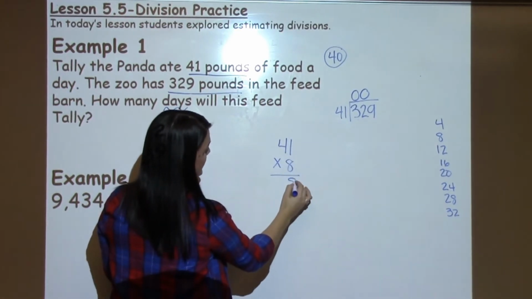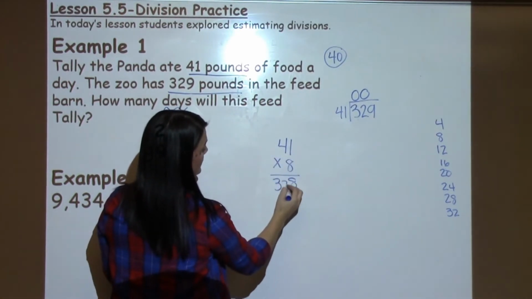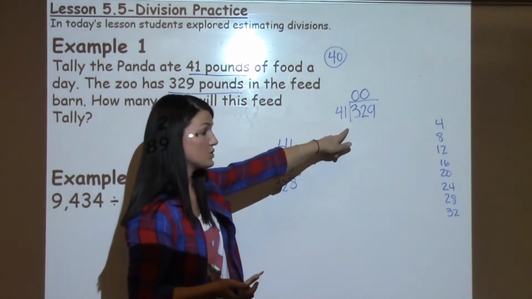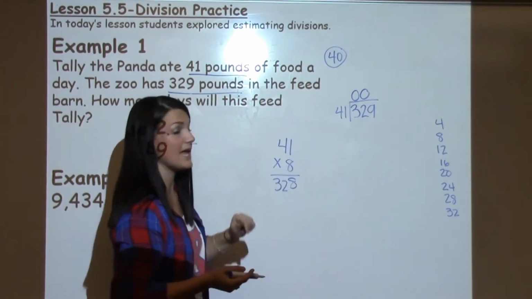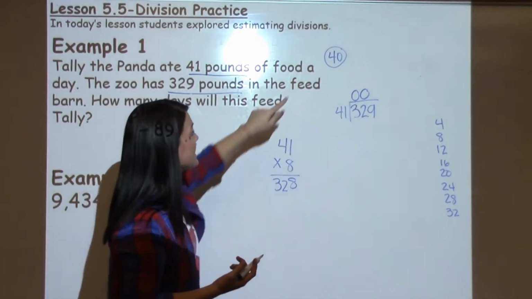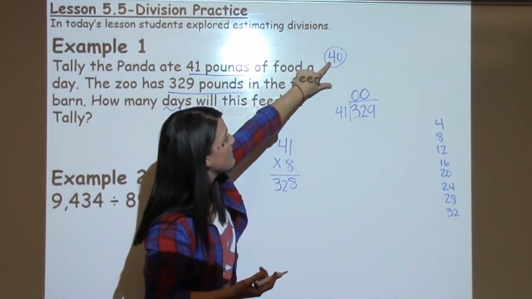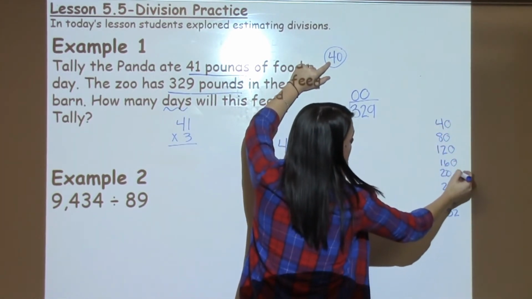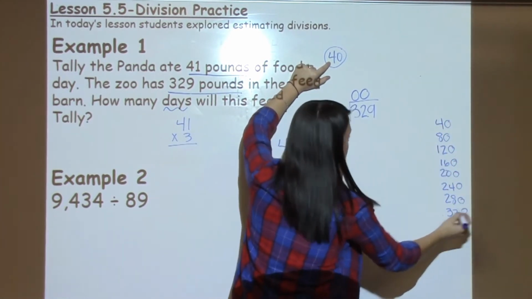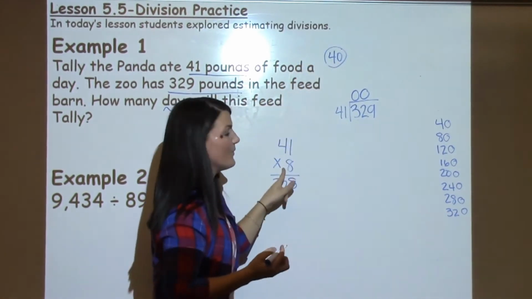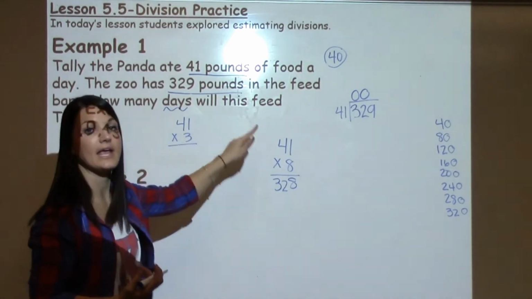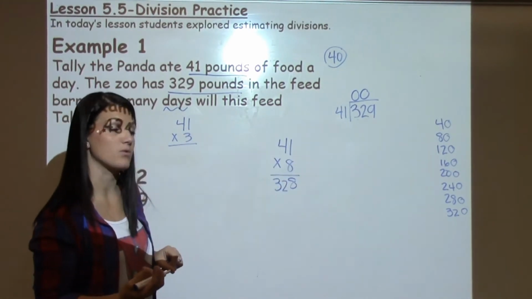8 times 1 is 8. 8 times 4 is 32. And that gets me really, really close to 329. So that tells me that 8 is my answer. Using that estimation strategy and counting by 40s, because really this is just a 0 added on when I'm counting by 40s, really helped me to know, hey, I need to multiply by 8 instead of guessing and checking a lot and having to do a lot of math work.